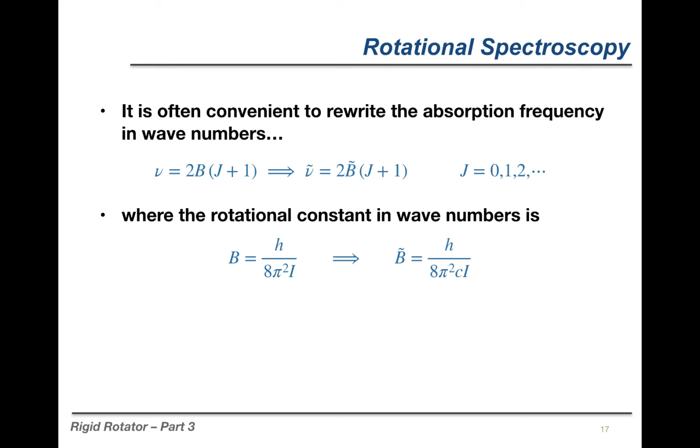It's also very often the case, as we see in infrared spectroscopy and in other kinds of spectroscopy, that the more natural or more common set of units to work in is wave numbers. Wave numbers are related to frequency by dividing by the speed of light, and we denote wave numbers as we have in the past with a tilde above the symbol for frequency. And so in wave numbers, the absorption frequency is equal to 2 B tilde times J plus 1, and again the tilde over the B indicates that we mean the rotational constant in wave numbers now. And you'll note that the only difference between the B on the previous slide and B tilde is the speed of light c in the denominator.